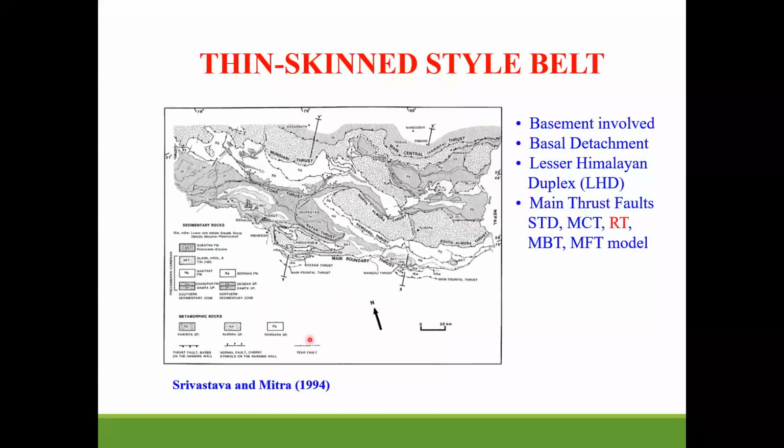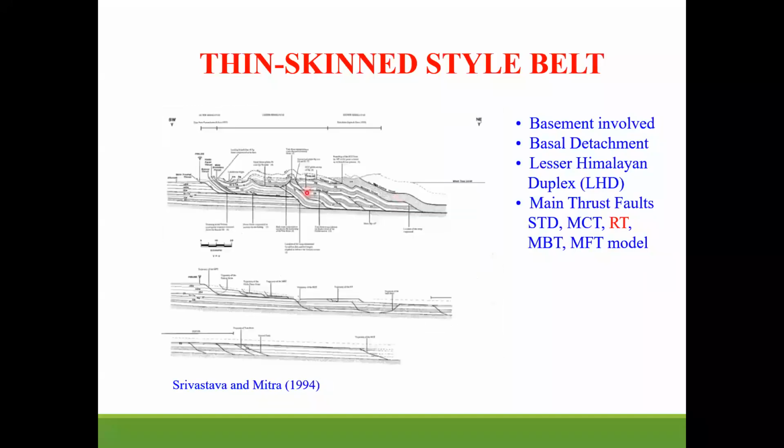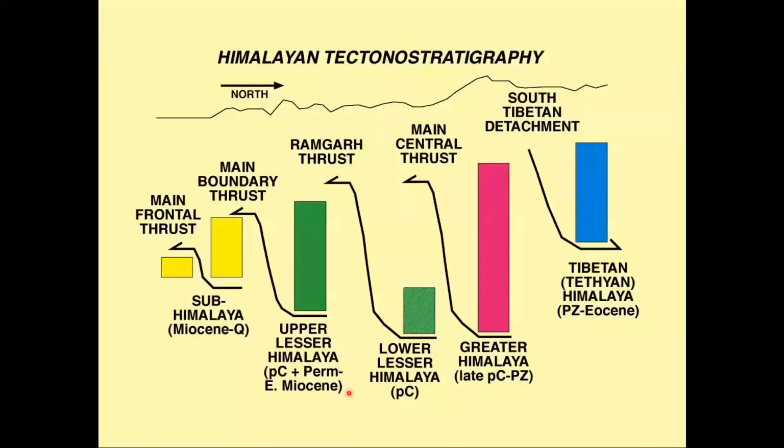And then in 1994, Praveen Srivastav made 2 cross sections in the northwestern Himalaya following the thin-skin style, where he also had a decollement drawn in. But of course, these cross sections were accepted as one of 2 possible scenarios. And so what you really needed was essentially a geophysical study to clarify this.